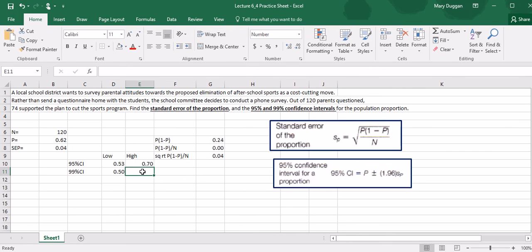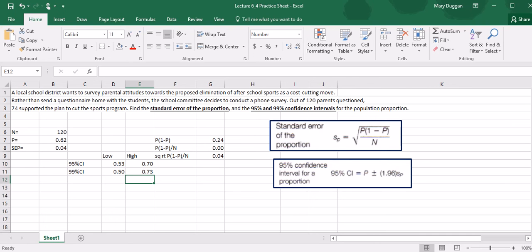Let's do our upper limit. Equals the proportion, this time plus 2.58 times standard error of the proportion. And that gives us an upper limit of the 99% confidence interval of 0.73. So we can be 99% confident that the population proportion that supports cutting the sports program is somewhere between 50% and 73%.